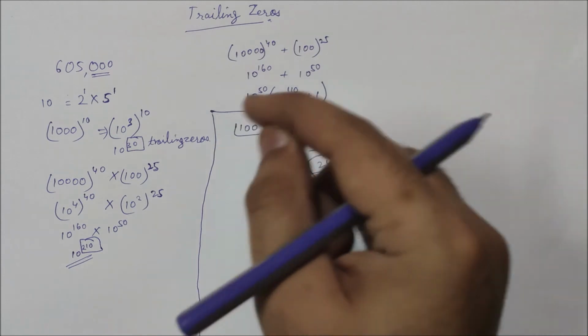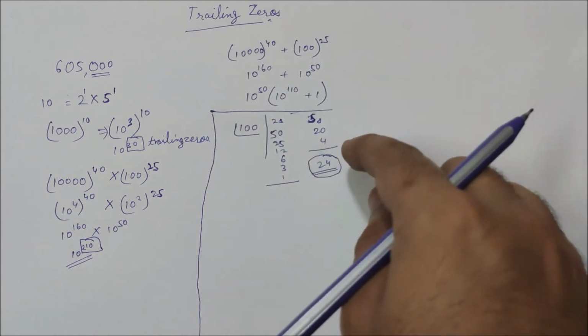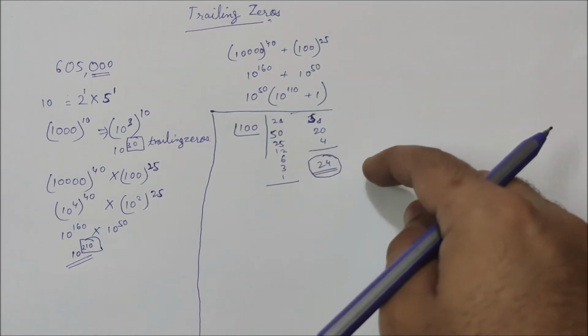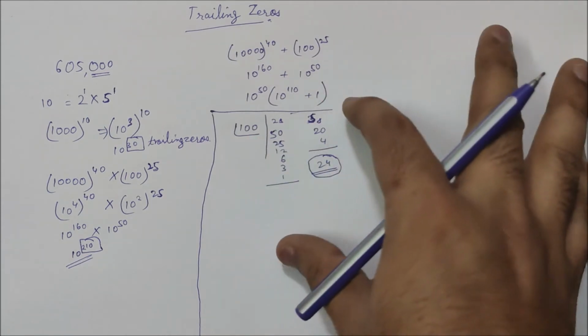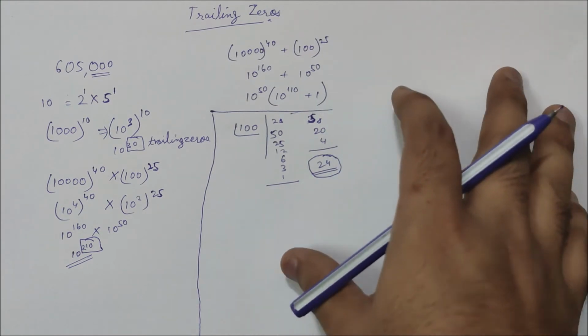Since factorial 100 is a very important factorial, you need to remember that there are 24 trailing zeros present in factorial 100. However, it is very easy to calculate, so it's not a very big deal.